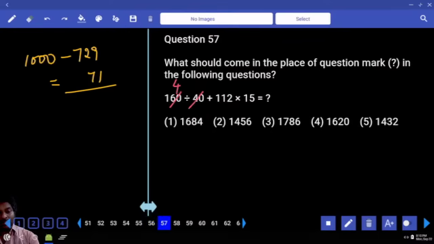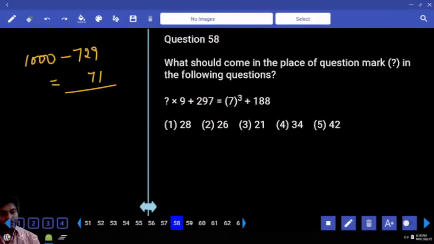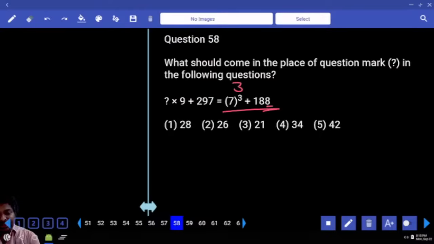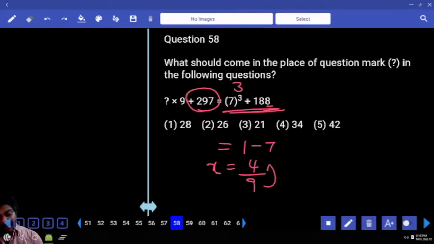40. This fellow ends with 0 plus 4 ends with how many? 7 cube ends with. The other number is ending with. Right hand side number ends with. Plus 297 goes to the other side. Minus 7. 1 minus 7. Then x into 9 is ending with 4. X should be divided by 9 only. 9 into which number ends with 4? How many options are ending with 6? Second option final.